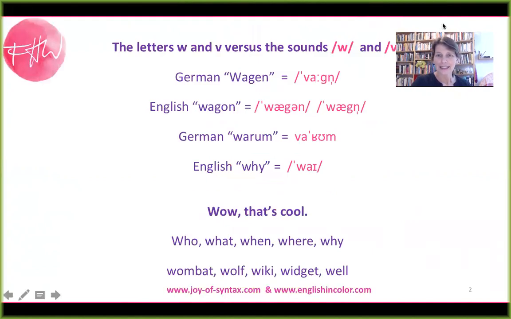First, I would like you to distinguish between, excuse me, letters and sounds. Now, there are letters like W and V. There are letters that occur in the alphabet. And then there are sounds. And sometimes letters and sounds seem the same, and sometimes they're quite different.